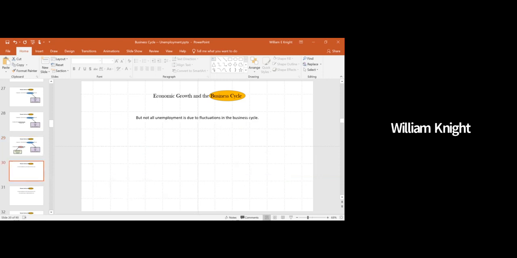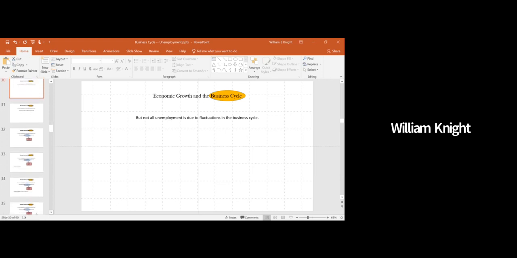But not all unemployment is due to fluctuations in the business cycle. There are other types of unemployment too, other reasons for the existence of unemployment. Let's consider those right now. The three types of unemployment categorized by their reason are frictional, structural, and cyclical unemployment. Let's first look at frictional unemployment.